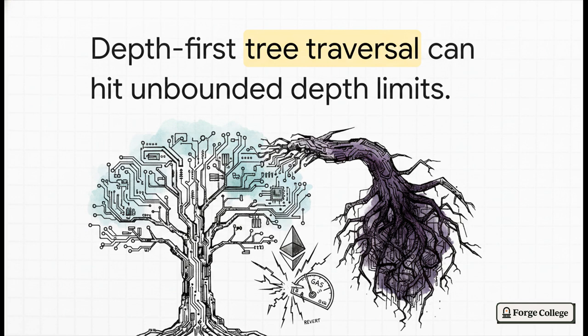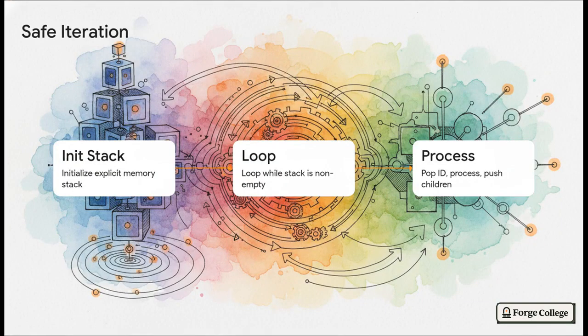Now, a naive recursive traversal works beautifully if the tree is shallow. But what if that data is user-submitted? What if some bad actor intentionally creates a massive deep chain just to break your contract? You're going to hit unbounded depth limits, you'll run out of gas, and the transaction will revert. To fix this and build something predictable, we can actually refactor from recursion to iteration.